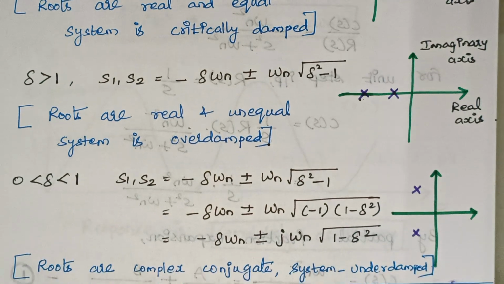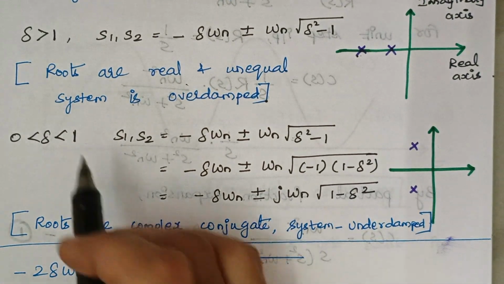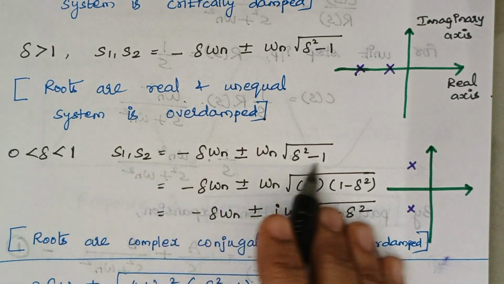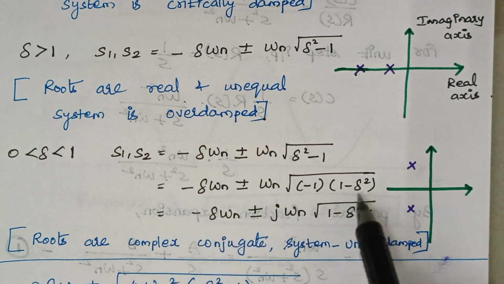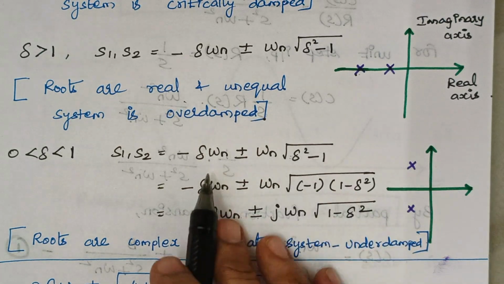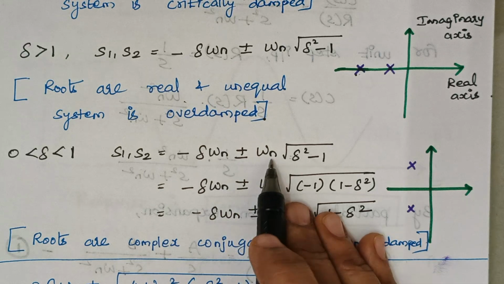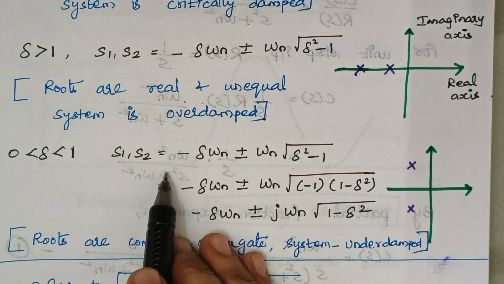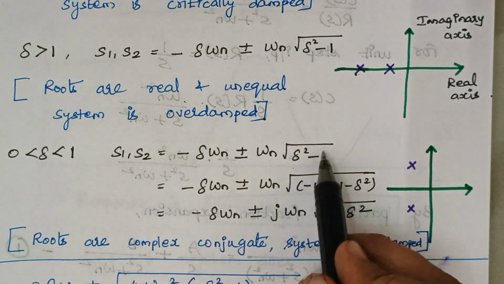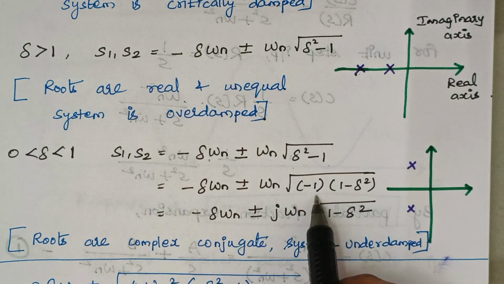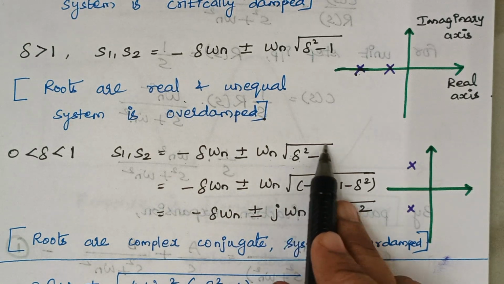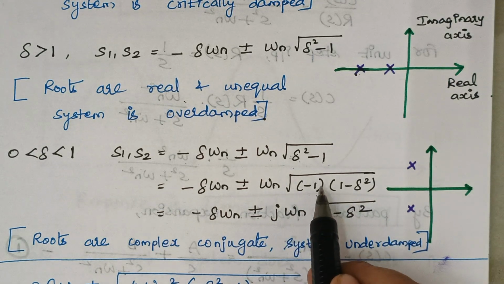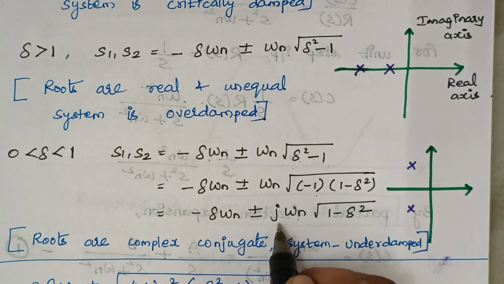And the last one is when the value of zeta lies between 0 and 1. So when the value of zeta lies between 0 and 1, you see the roots will be, just here we are simplifying the value, that's it, right? So minus zeta omega n plus or minus omega n into root of zeta square minus 1. This is your basic equation of roots. And here, within this square root, I am taking minus 1 outside. When I take minus 1 outside, this expression becomes 1 minus zeta square, right? And again the square root of minus 1 is nothing but j, right?